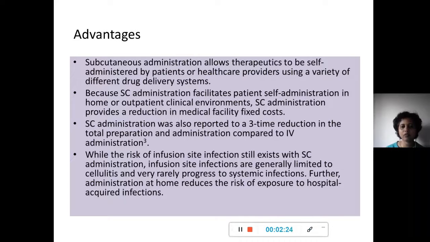And while the risk of infusion site infection is still there with the SC administration, the infusion site infections are usually limited to cellulitis and very rarely progress to systemic infection. And moreover, the ability to administer the injection at home reduces the risk of exposure to hospital-acquired infections.